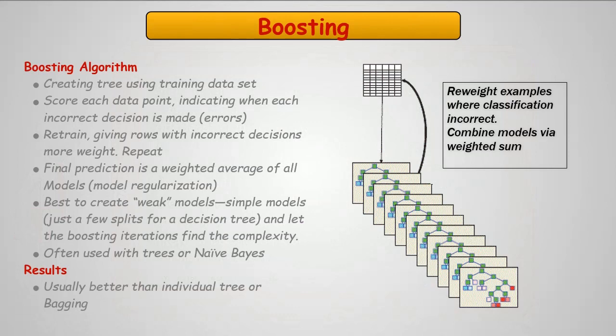So boosting is going to create different trees using the same training data set over and over again. It's going to score each data point, and it's going to indicate which decisions were made in error. And then it's going to retrain those rows with incorrect decisions based on that weight and keep repeating. So the final prediction is a weighted average of all the models. This is best to create weak models, simple models, like in a decision tree, just a few layers deep. And it's often used primarily in decision trees and naive Bayes. But it's usually a much better result than individual trees or bagging.